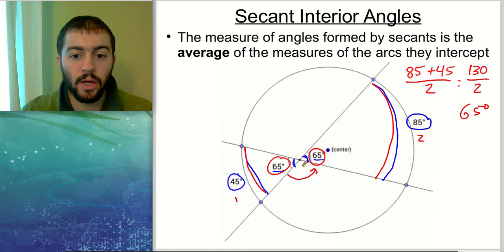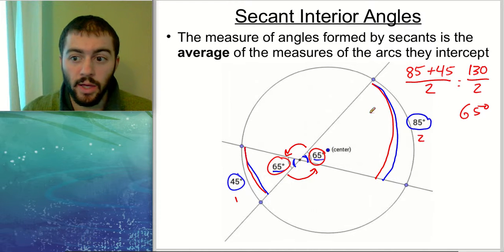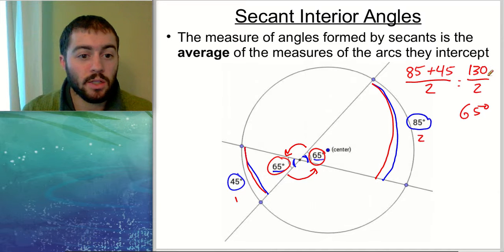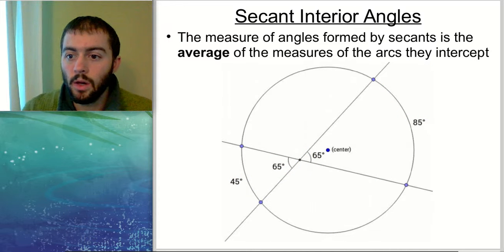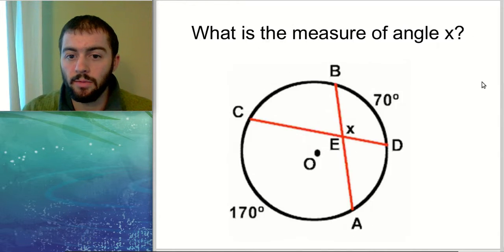I'm not going to go through that in this video, but know that these two angles here are going to be the same because of that postulate. All right, so again, take the average of the intercepted arcs, and that's going to give you the value of the angle formed by the secant lines. All right, so we could look at an example of this.